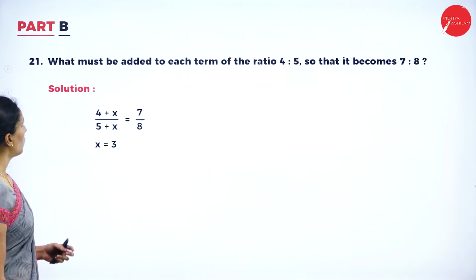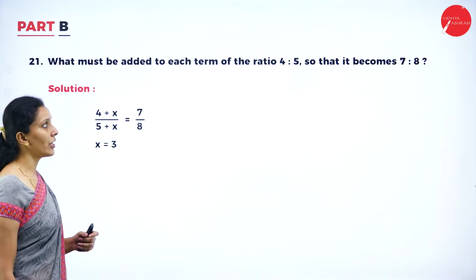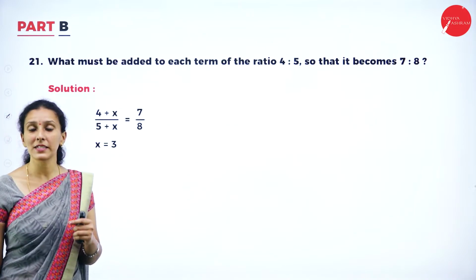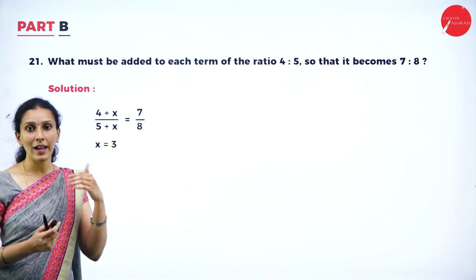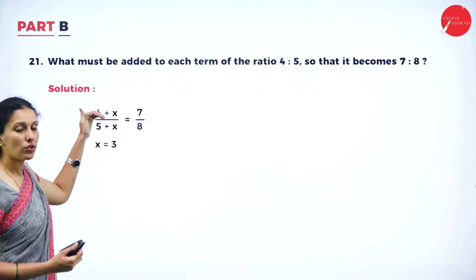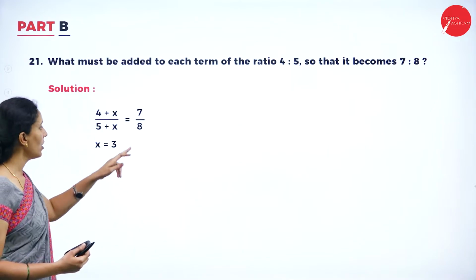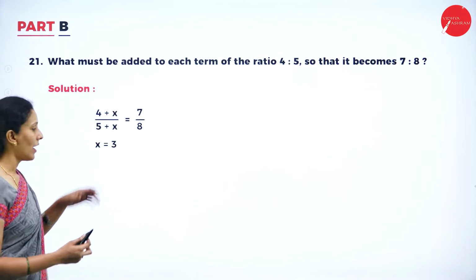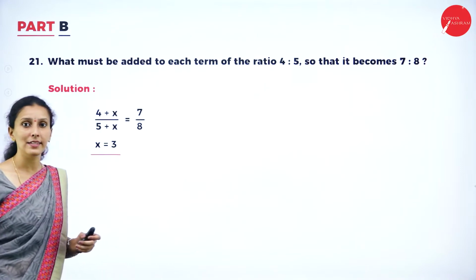Next, we have: what must be added to each term of the ratio 4:5 so that it becomes 7:8? We don't know what value must be added. Hence, we take plus x, plus x. Since 4:5 can be written in the form of 4 by 5, solve this, and the answer you will get is x is equal to 3.